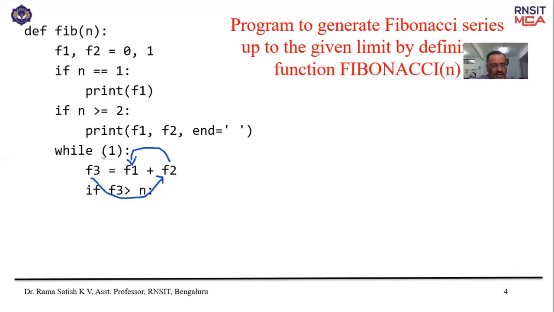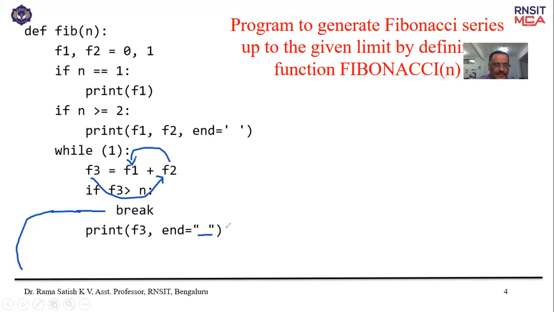What we are doing: if F3 is greater than n, that means the number that we are trying to print up to, then we just stop. Just break. Break means it will go out of the while loop. Okay. If it is not, it will print F3 at the end. It will print a space instead of a new line character. And then the shifting starts. F2 shifts to F1 and F3 shifts to F2.